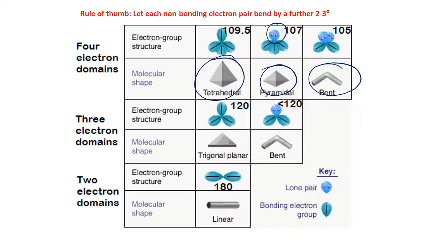Okay, let's now look at 3 electron domains. If you have a molecular shape with 3 bonding pairs, like boron trifluoride, it's going to be trigonal planar. Or it's going to be bent, and that's the example of sulfur dioxide, if one of those electron domains is non-bonding. And for 2 electron domains, like carbon dioxide or carbon monoxide, it's always going to be 180.